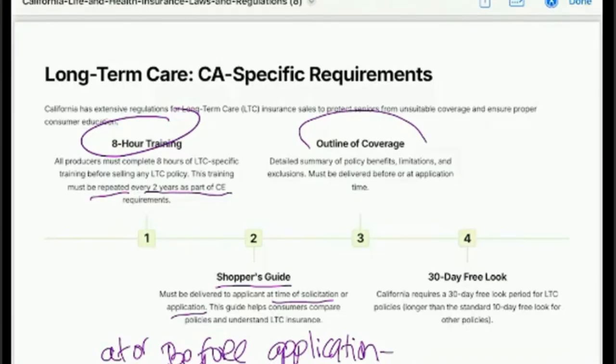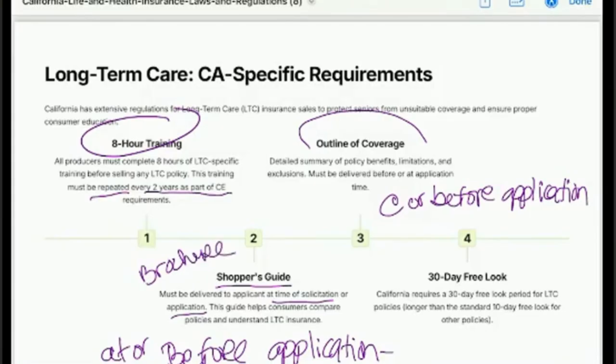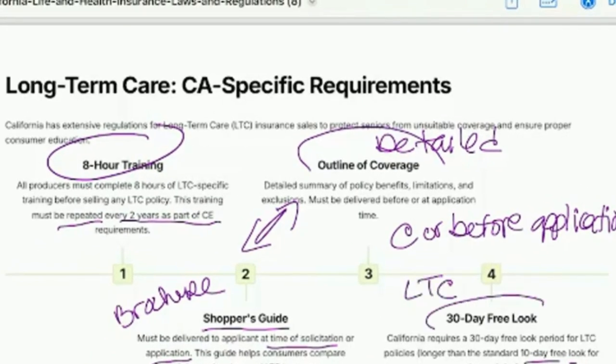So this one's kind of like a brochure. This one is more detailed. So shopper's guide and outline of coverage both must be provided at or before application. And while most policies have a 10-day free look period, long-term care policies must have a 30-day free look period. Okay, generally when we're talking with anybody in the senior population, they're going to have a 30-day free look period, a little bit longer.